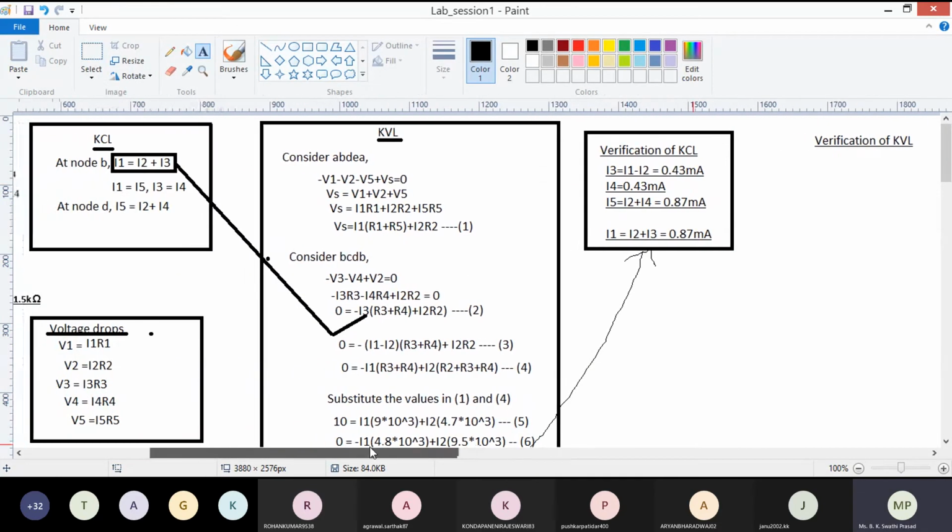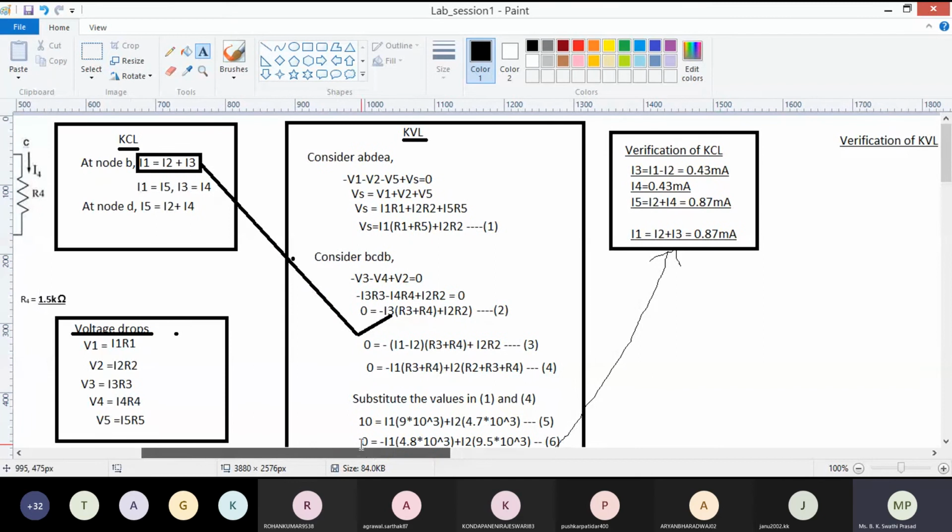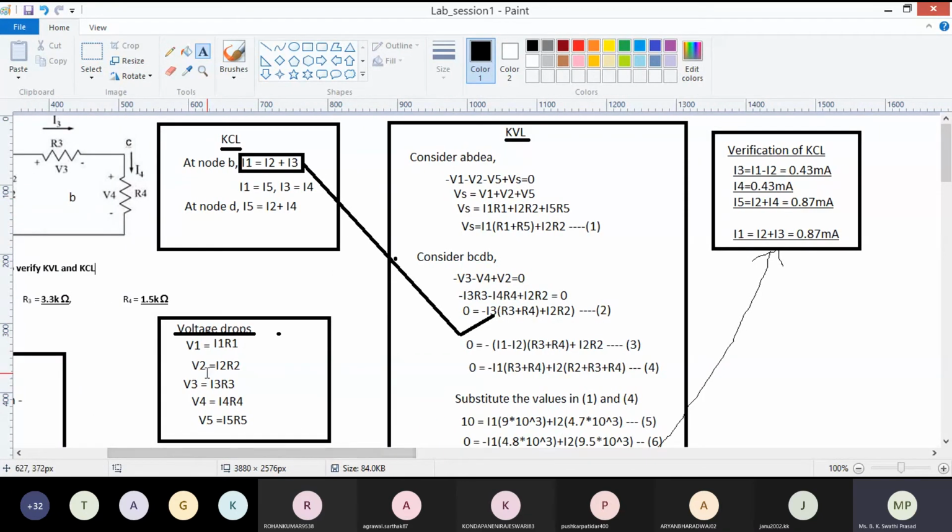Okay, so verification of KVL is just you have to add V1 plus V2 plus V5. We have to find all the voltage drops, V1, V2, and so on, and verify this equation, right?